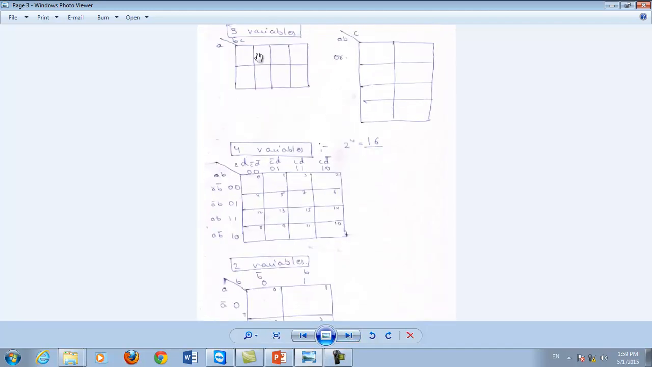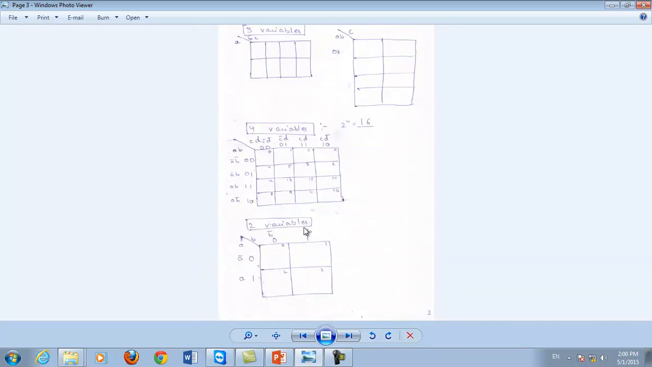You can see here, if there are 3 variables, then there will be a total of 8 cells, that is 2 rows and 4 columns, or there can be 4 rows and 2 columns. So there will be a total of 8 cells in case of 3 variables. Similarly, if there are 4 variables, there will be a total of 16 cells, that is 4 rows and 4 columns. Similarly, if there are 2 variables, it will be a total of 4 cells, because 2 raised to power 2 is equal to 4. There will be a total of 4 cells available in the K-map.